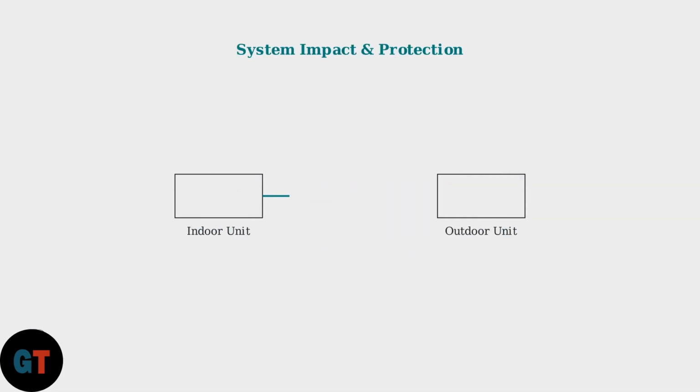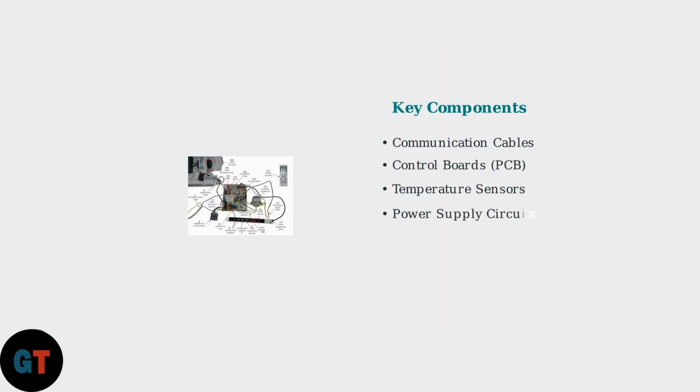When error E6 occurs, it can cause complete system shutdown or erratic operation. However, this error actually serves as a protective mechanism, preventing further damage to expensive components by stopping operation when communication is compromised. Four key components are involved in error E6 situations: communication cables that connect the units, control boards that process signals, temperature sensors that monitor conditions, and power supply circuits that ensure stable electrical flow.